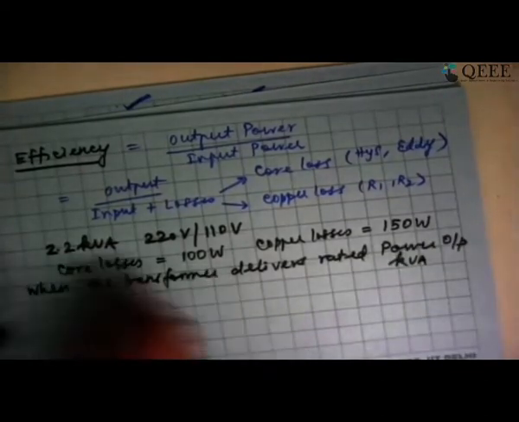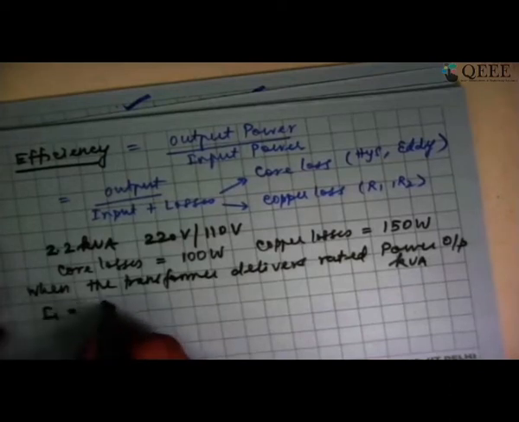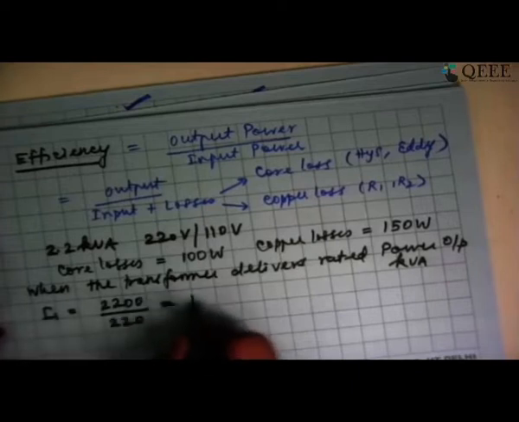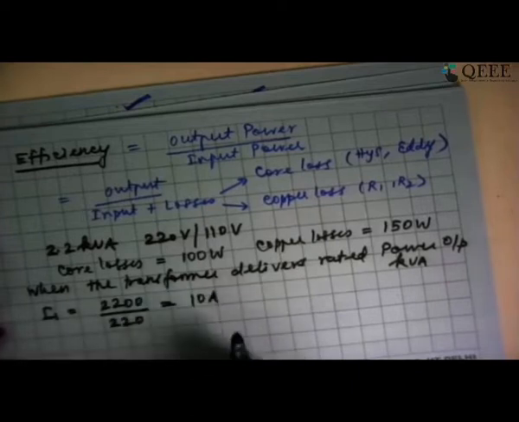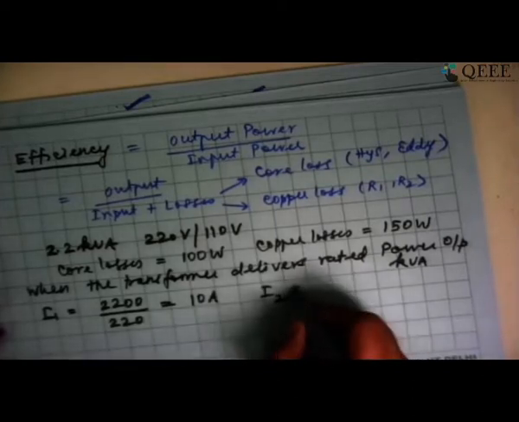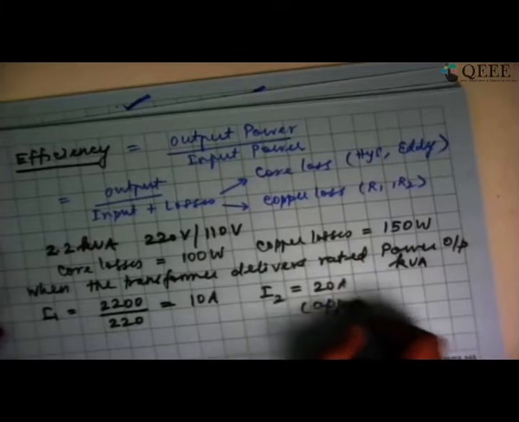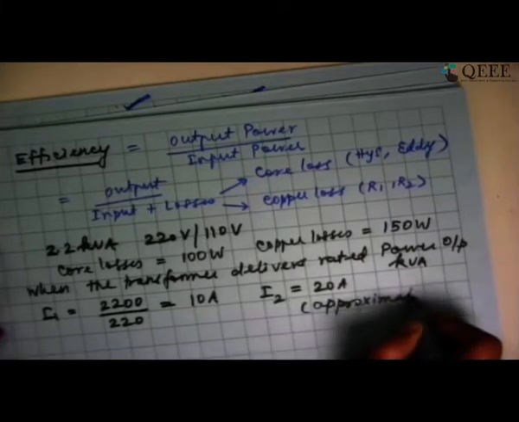So when it is delivering 2.2 kVA, primary current will be 2200 divided by 220, which will be 10 ampere approximately. Secondary current would be approximately 20 amperes. So these are all approximately we are calculating under full load condition.